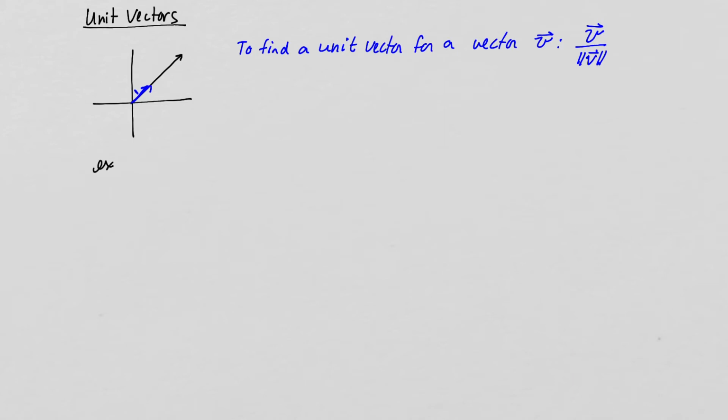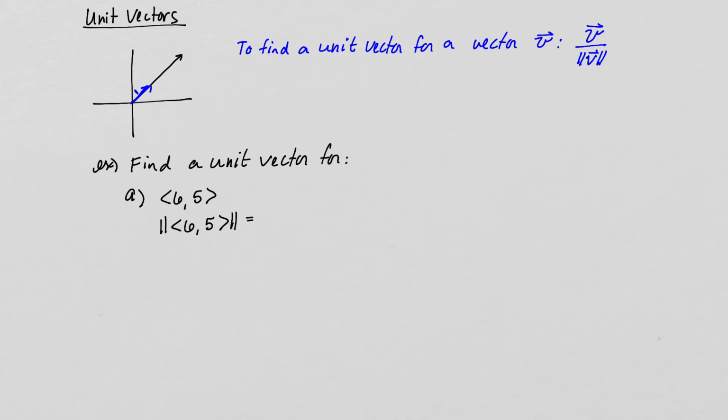So for example, find a unit vector for A, the vector 6, 5. The first thing we need to do is find the length. The length of 6, 5, remember, length is the square root of the x component squared, so 6 squared plus 5 squared. So it's going to be the square root of 36 plus 25, or square root of 61. And square root of 61 is not a nice number, so I'm just going to leave it as the square root of 61.